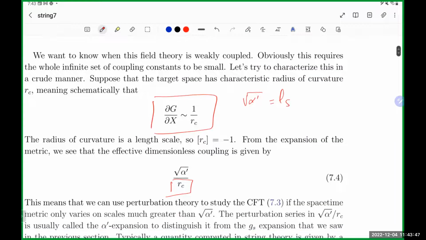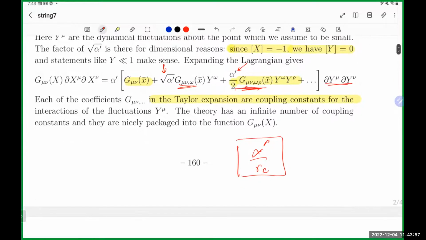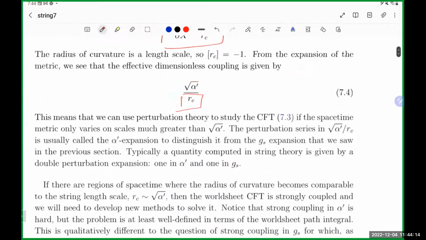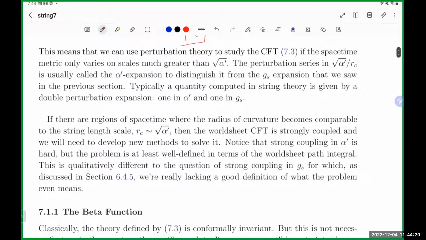Alpha prime over R_C, probably R_C squared there, because you want the square root of alpha prime over R_C squared. So for this term to work, R_C squared must be much, much larger than alpha prime. For this expansion to work, when there are regions of space-time where the radius of curvature becomes of this order, then the world sheet theory is what we call string decoupled, and we run into other slope problems, and this is important.